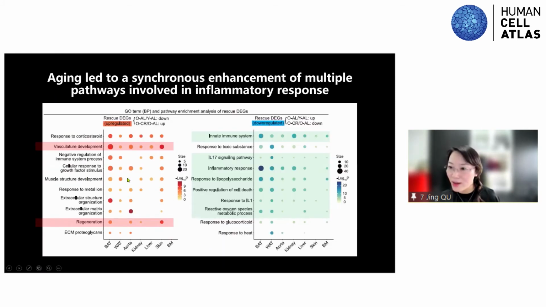The commonly downregulated genes across tissues during aging were enriched in vascular development and regeneration, and their downregulation was antagonized by CR. Aging also led to enhancement of multiple pathways, including immune system and inflammatory pathways, and this enhancement was attenuated by CR. The functional comparative analysis of aging and rescue DEGs among the tissues further supports the role of CR in anti-inflammatory, tissue regeneration, and pro-angiogenic pathways, all of which potentially contribute to general protection.